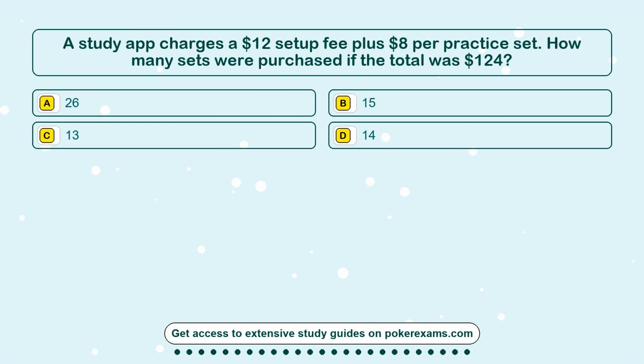Question 18. A study app charges a $12 setup fee plus $8 per practice set. How many sets were purchased if the total was $124? Option A 26. Option B 15. Option C 13. Option D 14.